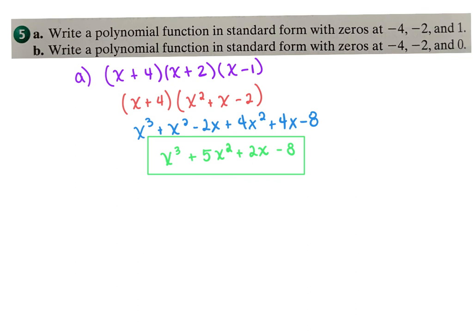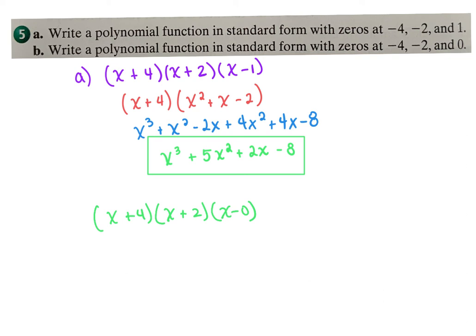So for B, they want basically the same ones, negative 4 and negative 2, obviously. We have those. But then they have 0, okay? So if I were setting these up, I would say x minus a negative 4, x minus a negative 2, and then x minus 0.